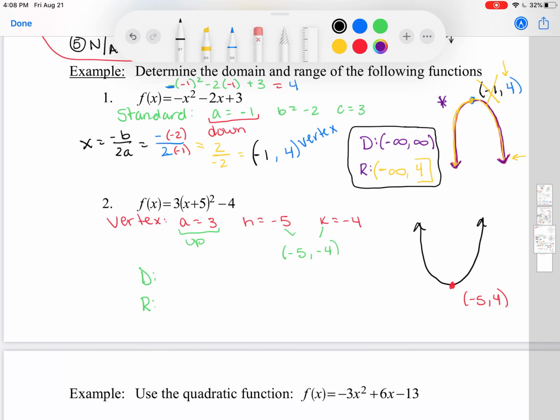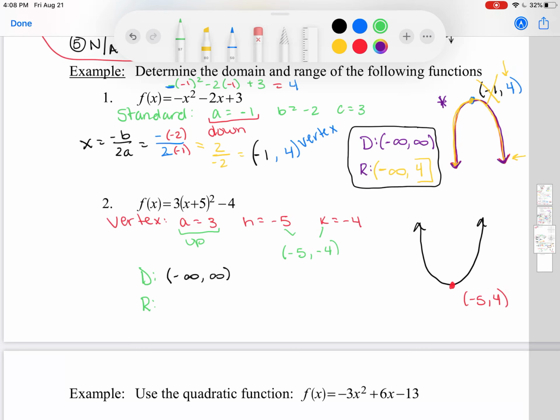And as you looked for your domain, you'll notice that the pattern is going to continue. The pattern is always going to be for a quadratic function, for those u's, for those parabolas, your domain will always look like negative infinity to positive infinity. And then as you get to your range, that's the one where we have to pay close attention to.